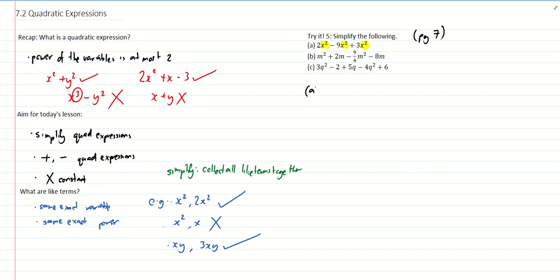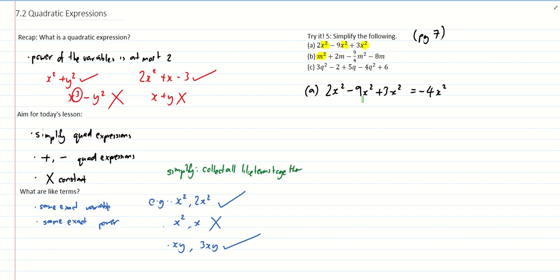So for part A, we have 2x squared minus 9x squared plus 3x squared. Since they are already like terms, you can just subtract and add them. So 2x squared minus 9x squared, we will get negative 7x squared, plus 3x squared, we will get negative 4x squared. All right, now let's take a look at part B. Part B, we have m squared as the first term, so power 2, variable m.